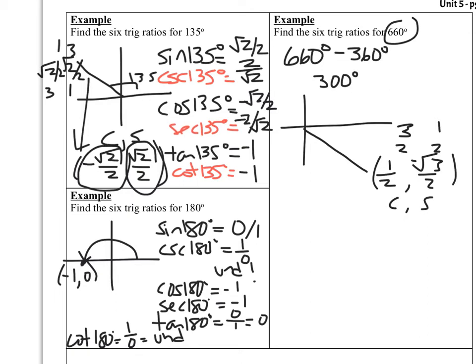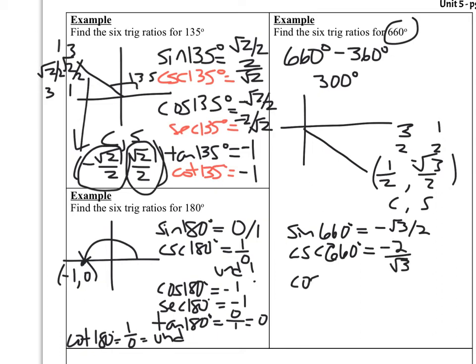All right. So just do our normal. So sine of 660 degrees equals negative square root of 3 over 2. So cosecant, make sure you're putting degrees on these. Cosecant, I'm just going to flip that. Negative 2 over square root of 3. Cosine is your x value, which is 1/2. Secant, I'm going to flip that, and that would be 2.